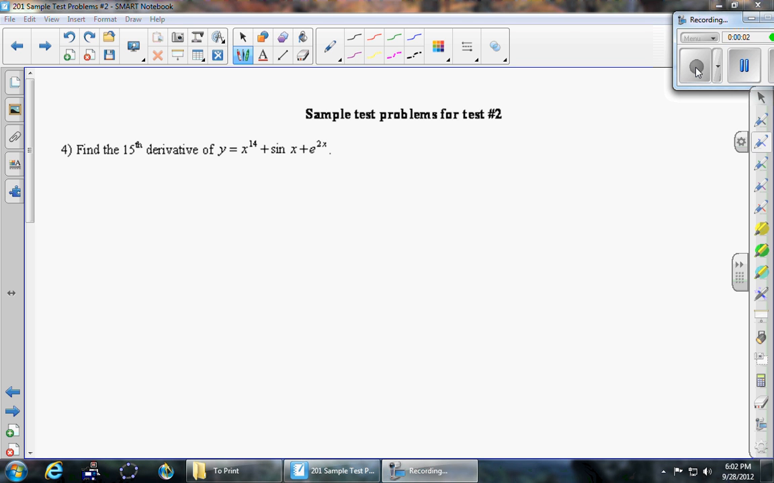This is problem number 4 on the sample test problems for test number 2. Find the 15th derivative of y equals x to the 14 plus sine x plus e to the 2x. All right, 15 is a lot.